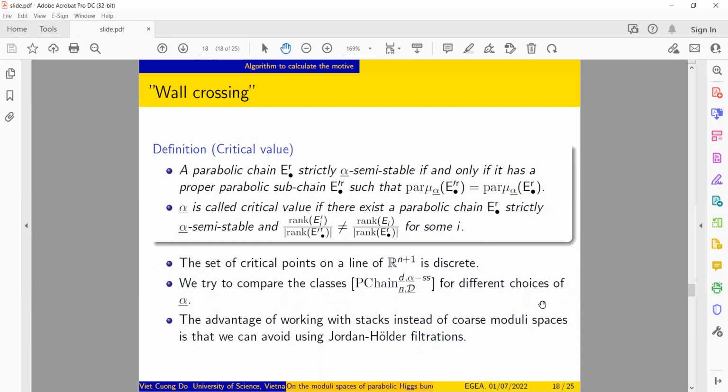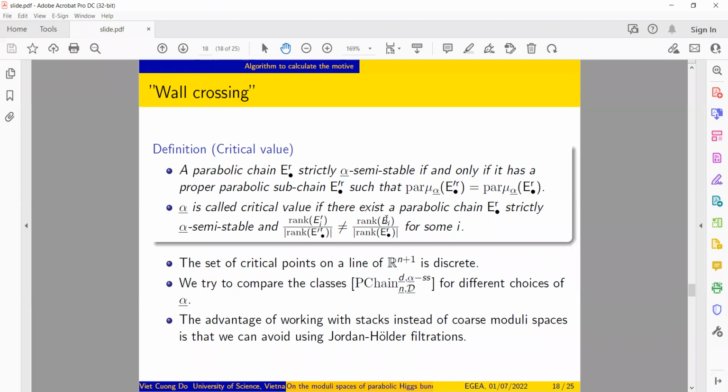So that's the reason why I make a quote over the one crossing. The advantage of working with the stack is that we can avoid using the Jordan-Hölder filtration. It's the advantage of the moduli stack. And for sure, here we have one crossing on the coarser moduli space. We have what is the critical value.